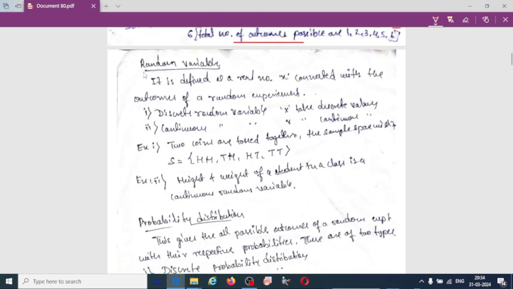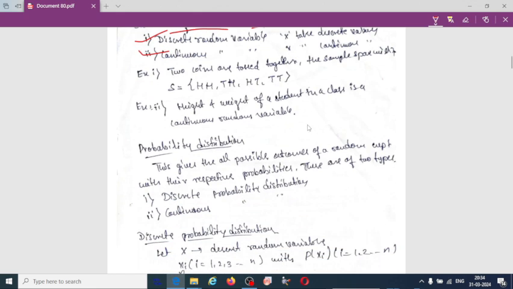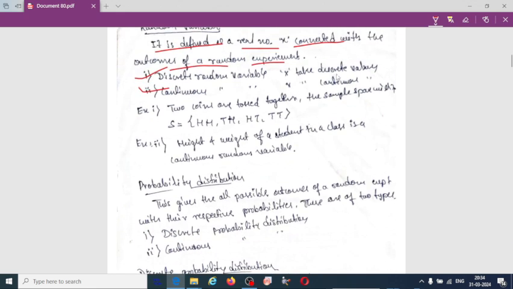Random variable is defined as a real number x connected with the outcomes of a random experiment. There are two types, discrete random variable and continuous random variable. Here x takes discrete values, and here x takes continuous values.